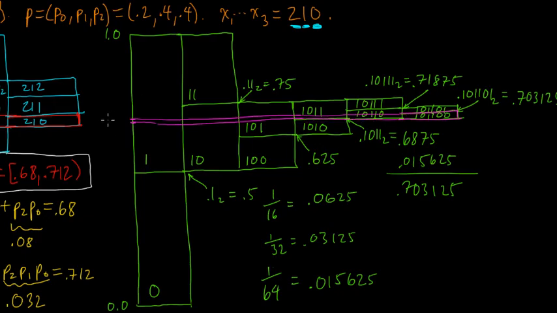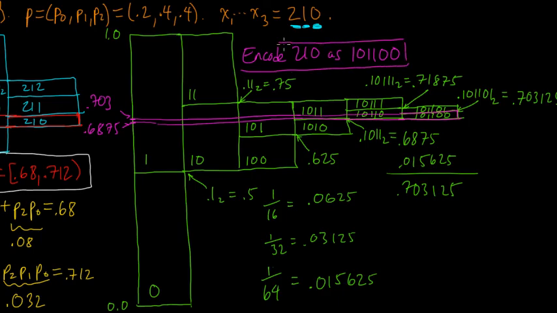And so we're going to encode. So just to be clear, this is 0.6875, and this one goes up to 0.703 and some stuff. And so we're going to encode this original sequence, 210, using the binary sequence 101100. This is the encoded sequence.